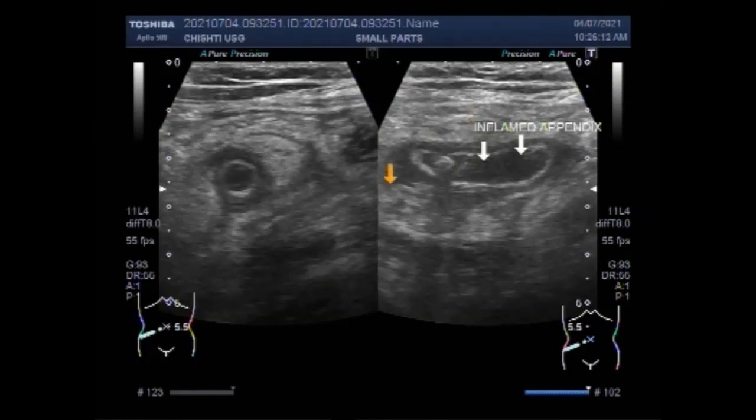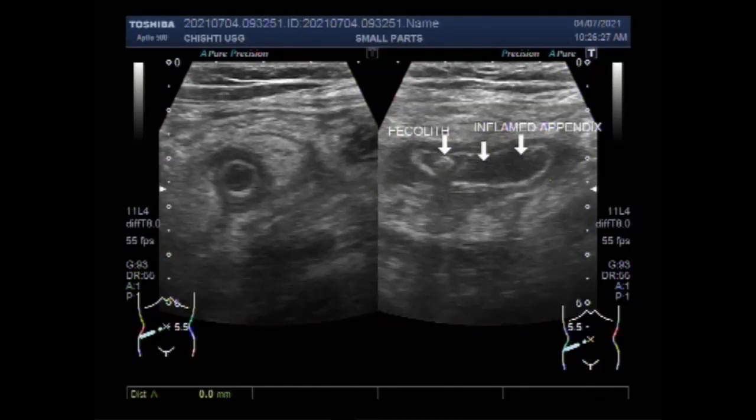Appendicitis can be acute or chronic. In acute cases of appendicitis, the symptoms tend to be severe and develop suddenly. In chronic cases, the symptoms may be milder and may come and go over several weeks, months, or even years. Appendicitis symptoms may last between 36 to 72 hours before the appendix ruptures.